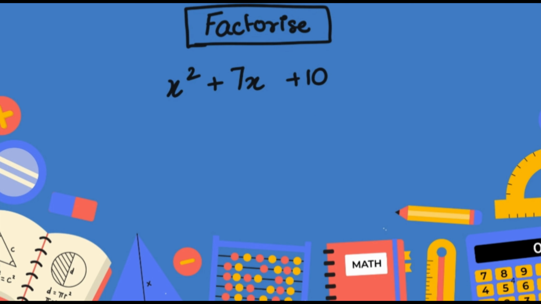Now it's your turn to practice. Here is our quadratic equation to factorize, that is x squared plus 7x plus 10. Pause the video, try it on your own, and we will solve it together afterwards.